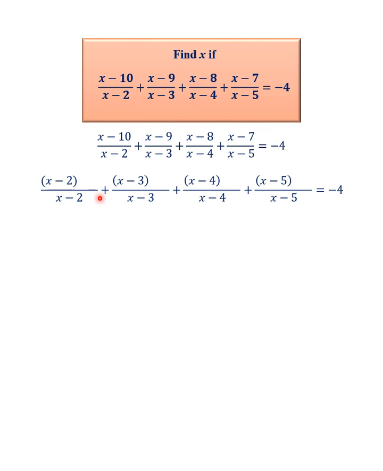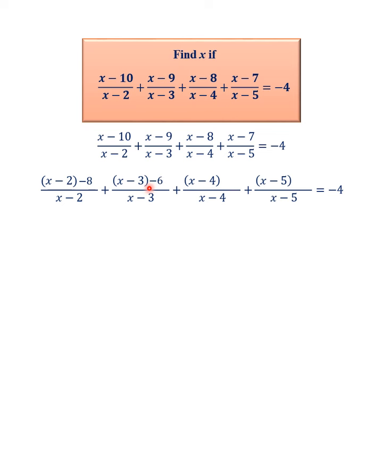Once you've done that, then look at the numerator properly. How can you make x minus 2 become x minus 10? Correct. Your guess is as good as mine. You put minus 8 because minus 2 minus 8 will give us minus 10. So we still have x minus 10. Nothing has changed.